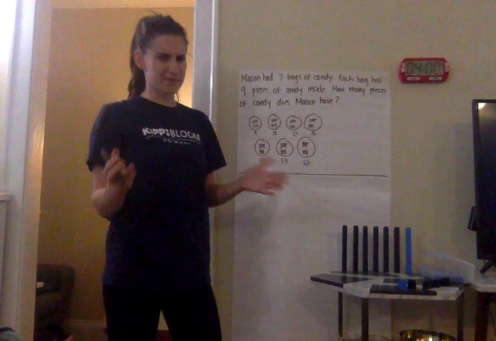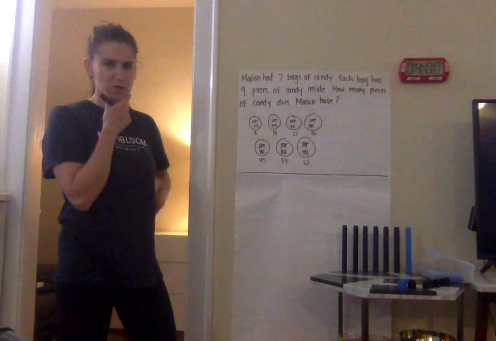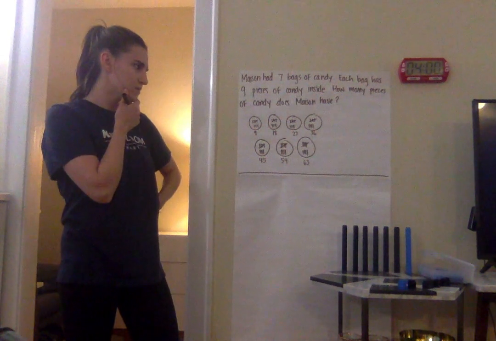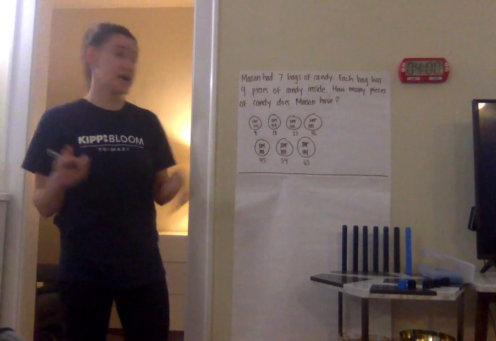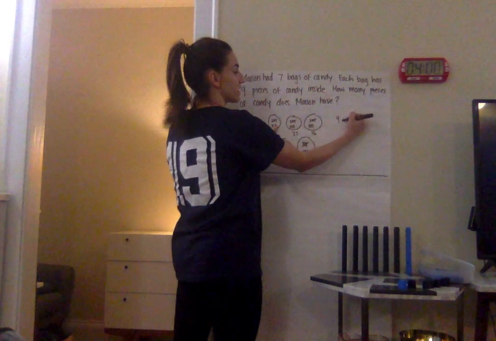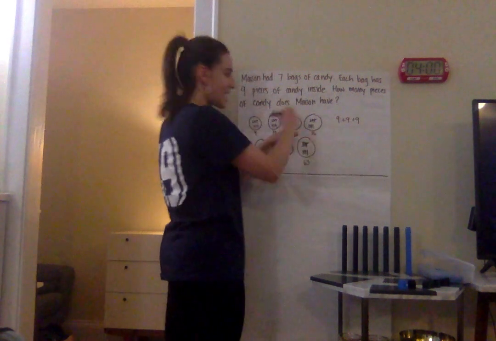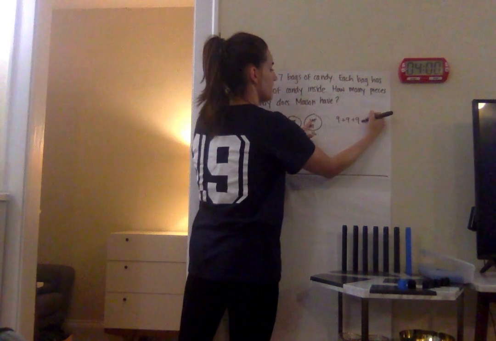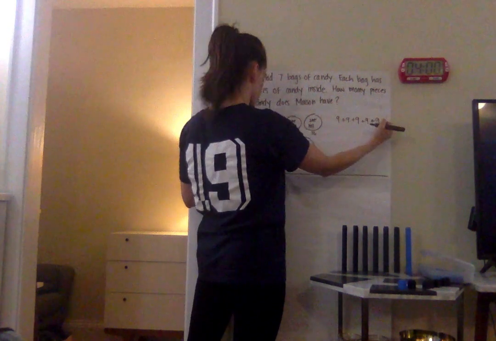Now, I'm going to write a number sentence for this. This is a little tricky. What do you think? I think that I'm going to show that I added up my groups of 9. Here's one group of 9. Here's a second group of 9. Here's a third group of 9, because I added these together. Here's a fourth group of 9. Here's a fifth group of 9.